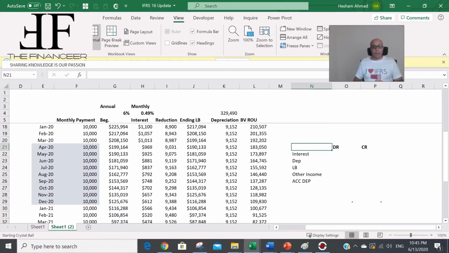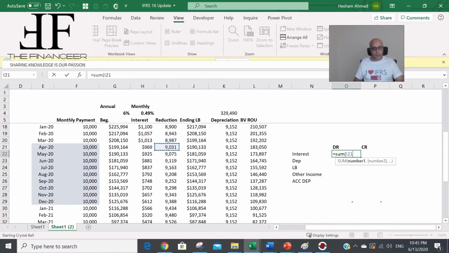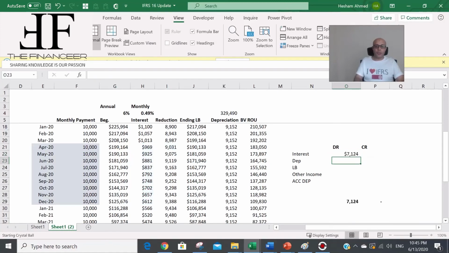Okay, now first of all, we have to record the interest. So we are going to say sum of the interest for this period, which is from here up to December 2020. So this is the value of the interest for this period. And we also have to reduce our liability. Why? Because actually I utilized the building and the investor didn't ask me to pay money, so I am not going to pay any cash, but my liability has been reduced because the investor agreed with me on that. So I have to reduce my liability.